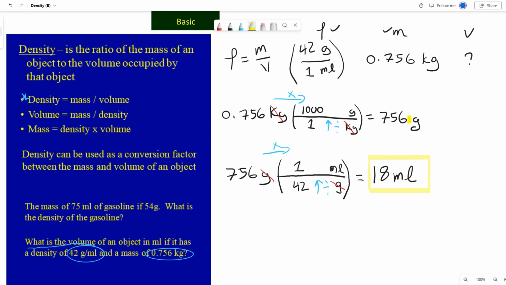All right, that's it for this video. In the next video, we'll take a look at some more advanced density problems, and we'll take a look at how you can use water displacement to determine the volume of a solid object if you're trying to use that to solve for density. I hope you learned something today, and I'll see you in the next video.